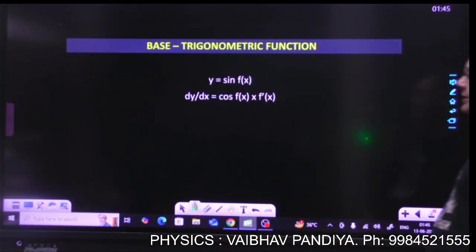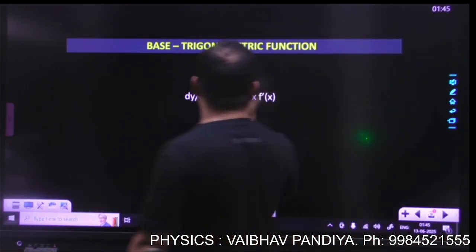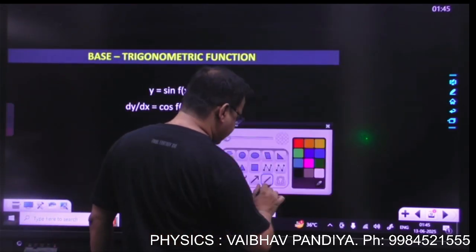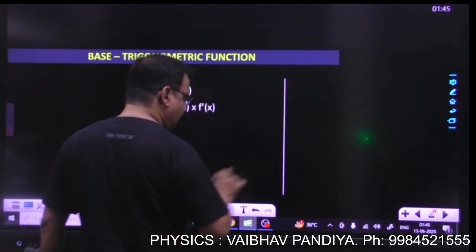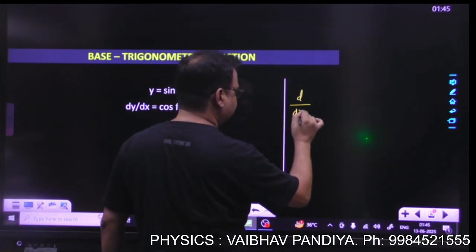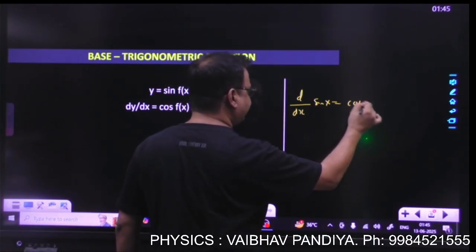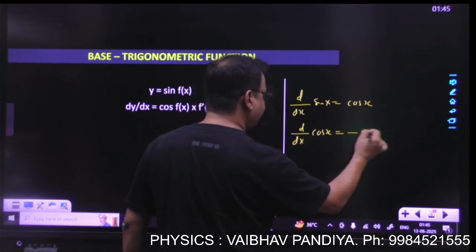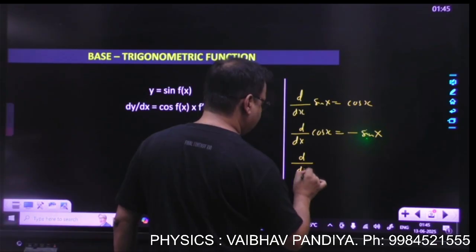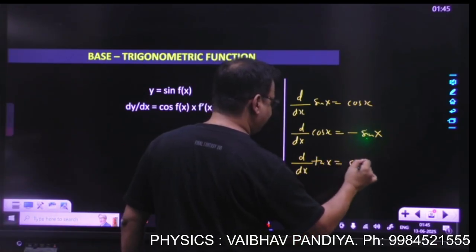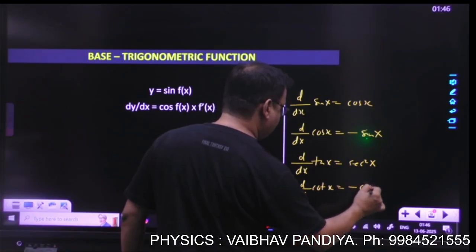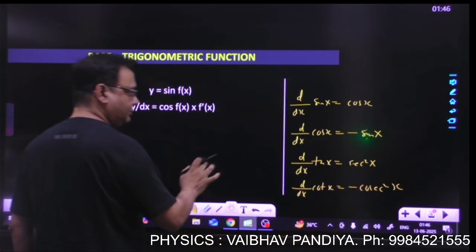Okay, now let's see the second type of functions, which are the trigonometric functions, and how we will apply the chain rule. The basic standard forms which we did in the basics: sin x has a derivative of cos x, cos x has a derivative of minus sin x, tan x has a derivative of sec square x, and cot x has a derivative of minus cosec square x.